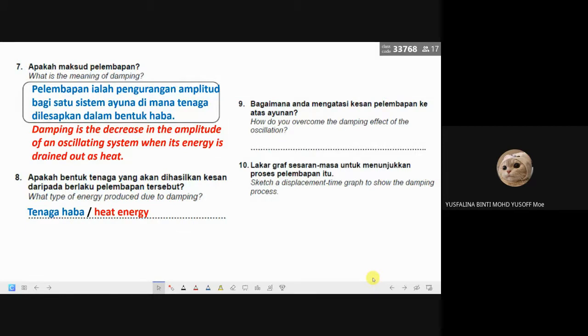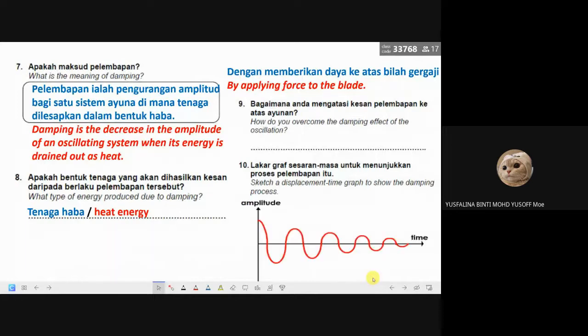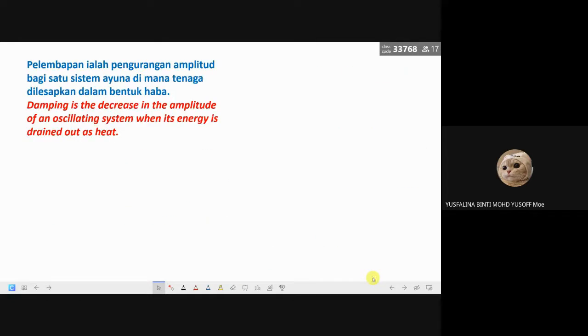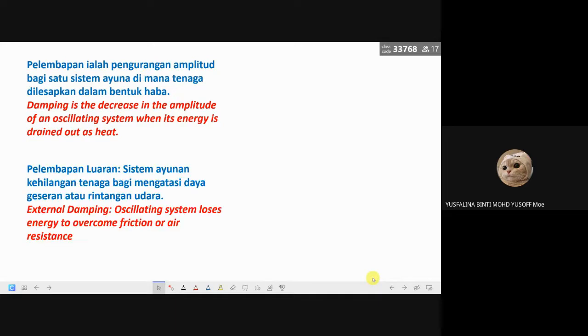So how do you overcome the damping effect of the oscillation? You need to constantly apply force to the blade. You have to give the force so it can oscillate all the time. And then you have to sketch a displacement-time graph to show the damping process. So this is the damping graph. You need to remember how to draw this one.